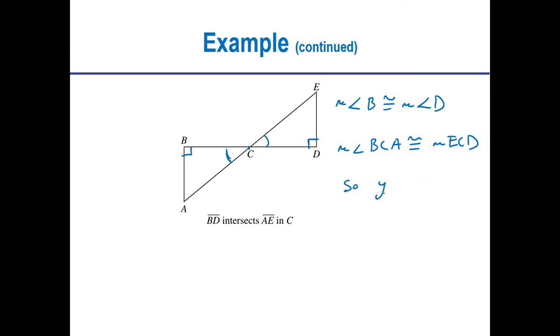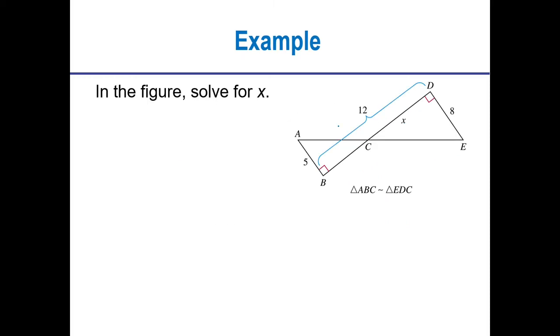So by angle-angle, we have triangle ABC is similar to triangle EDC. Let's try another example in which we're given that triangle ABC is similar to triangle EDC, and the goal is to solve for x.